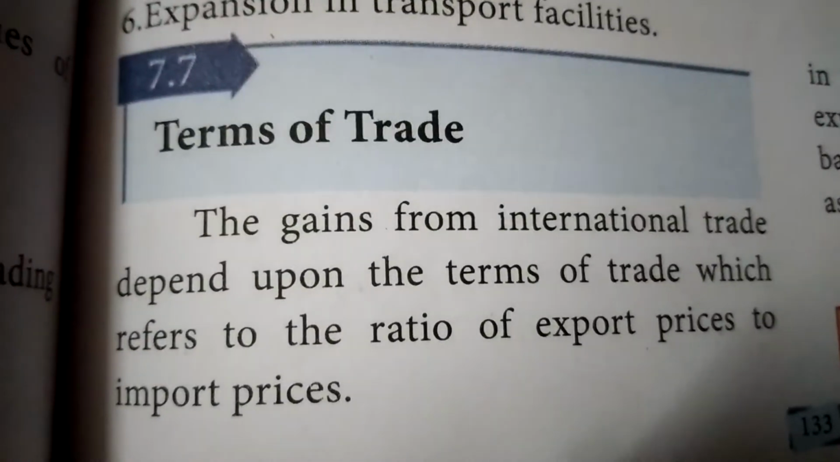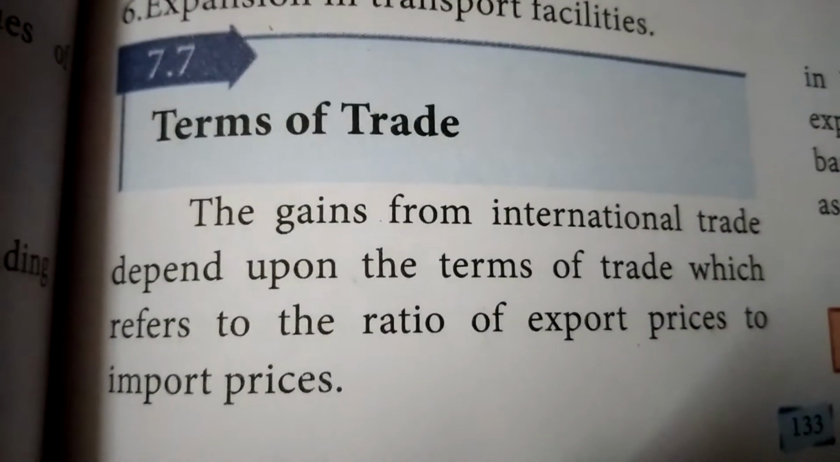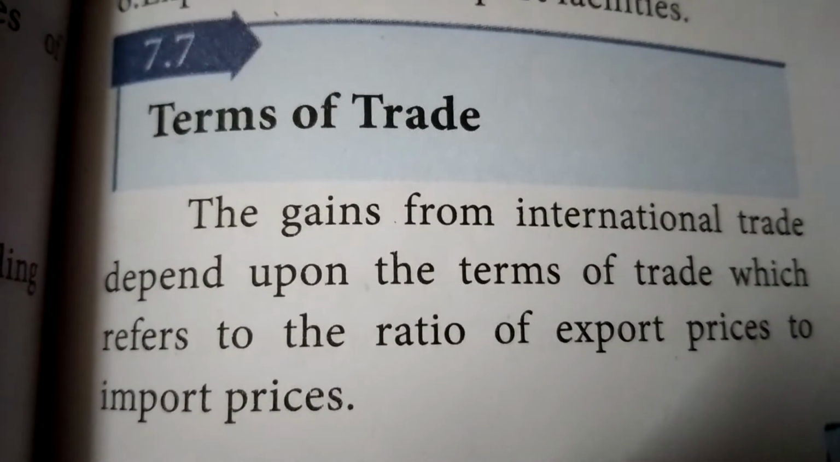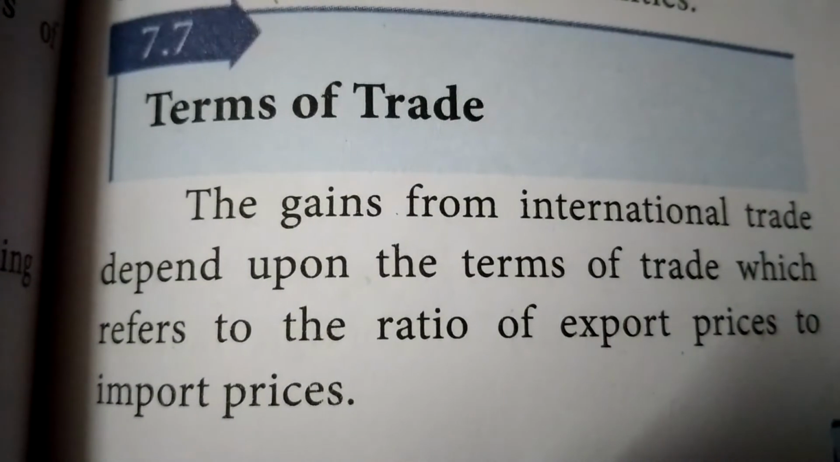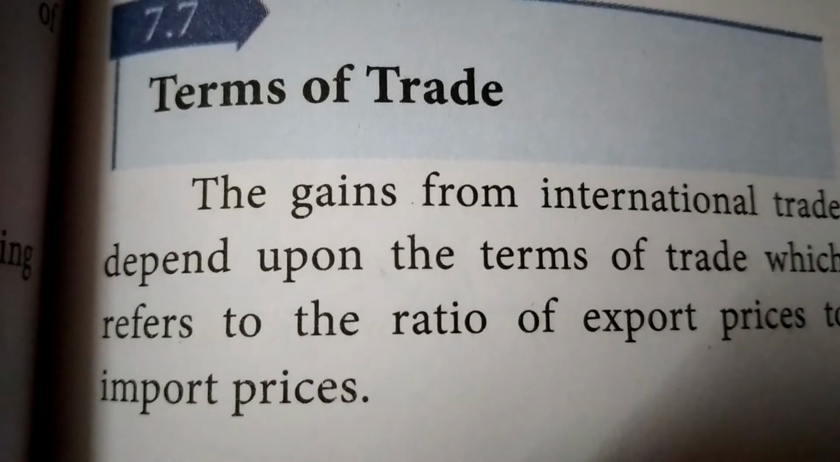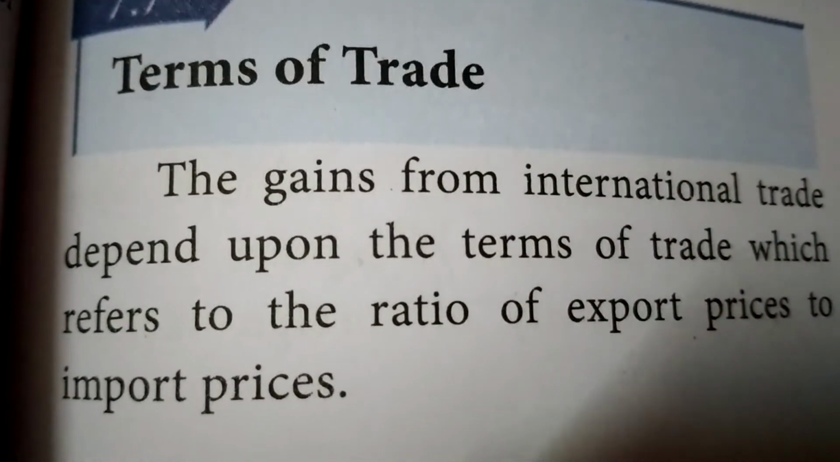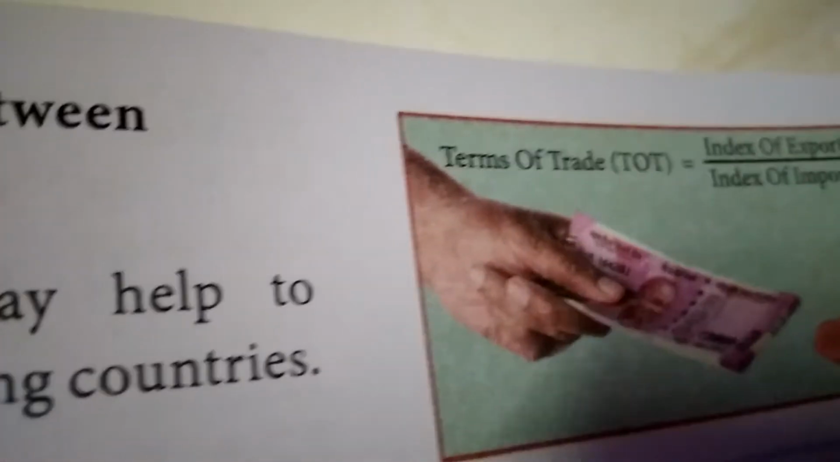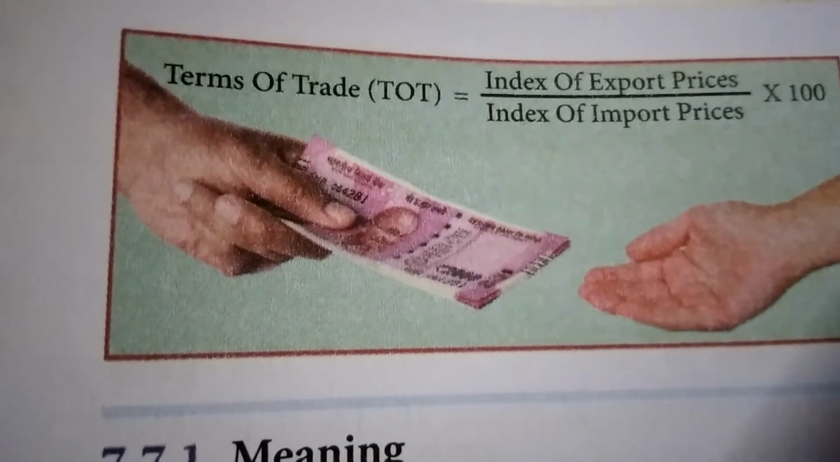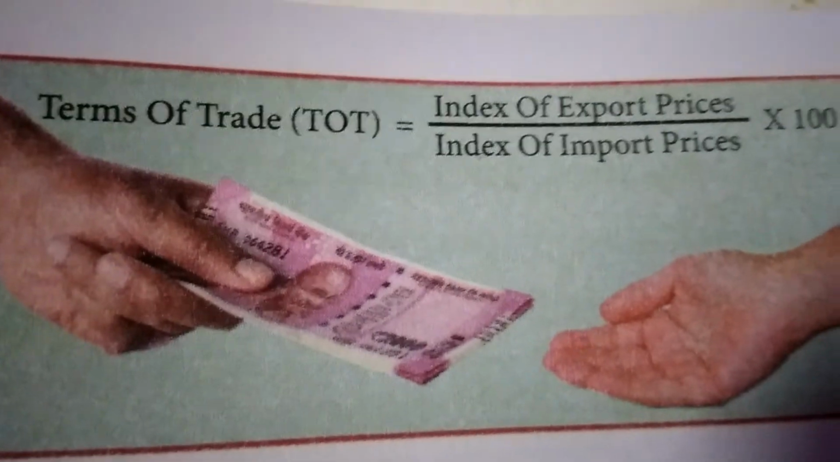Next we see the terms of trade. The gain from international trade depends upon the terms of trade, which refers to the ratio of export price to import price. Terms of trade means the ratio between export and import prices, multiplied by 100. It is the rate at which the goods of one country are exchanged for goods of another country.